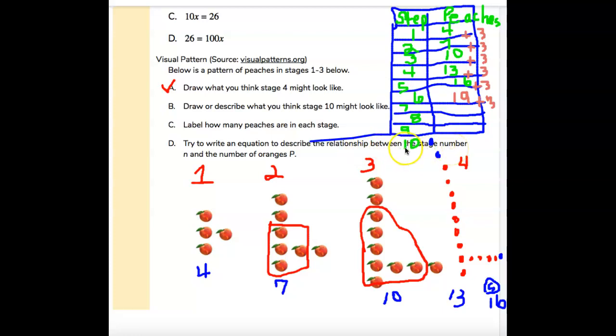Try to write an equation to describe the relationship between the stage n, the stage number, and the number of oranges. Now they're calling them oranges. Up here they call them peaches. Now they're calling them oranges. They look like peaches to me. All right. So they're saying that n equals the stage number, okay? Stage or step number. This is a symbol that means number, okay? And then they're saying that P is for peaches. They said oranges, but they meant peaches, okay? So now we have to write an equation using those variables, okay?